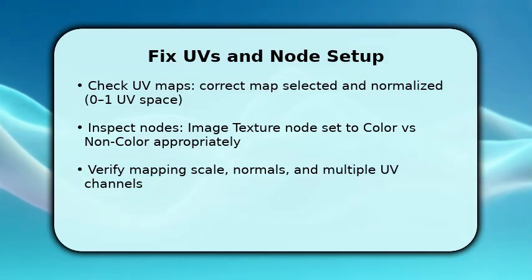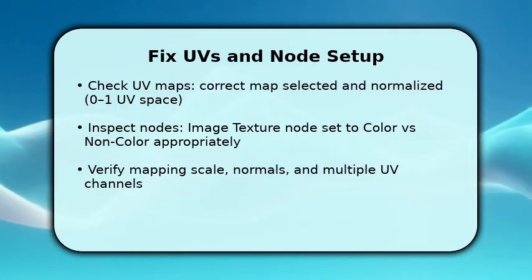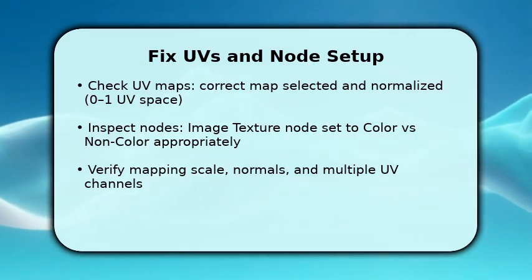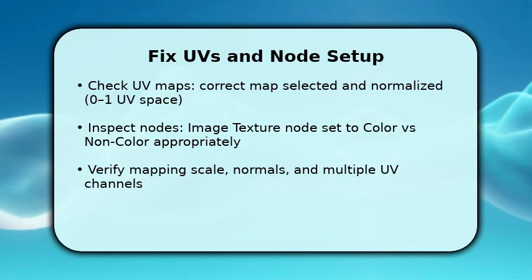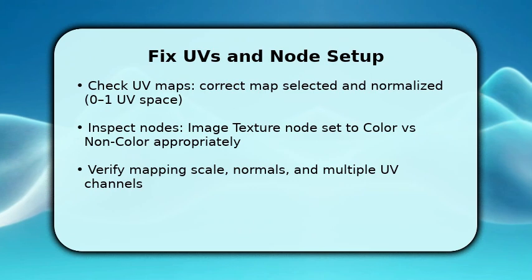Then verify each image texture node uses color for albedo and non-color for data maps like roughness or normal. Make sure mapping nodes, texture coordinates, and any mix nodes aren't overriding coordinates. Also check normals, flip or recalculate them if shading looks inverted.